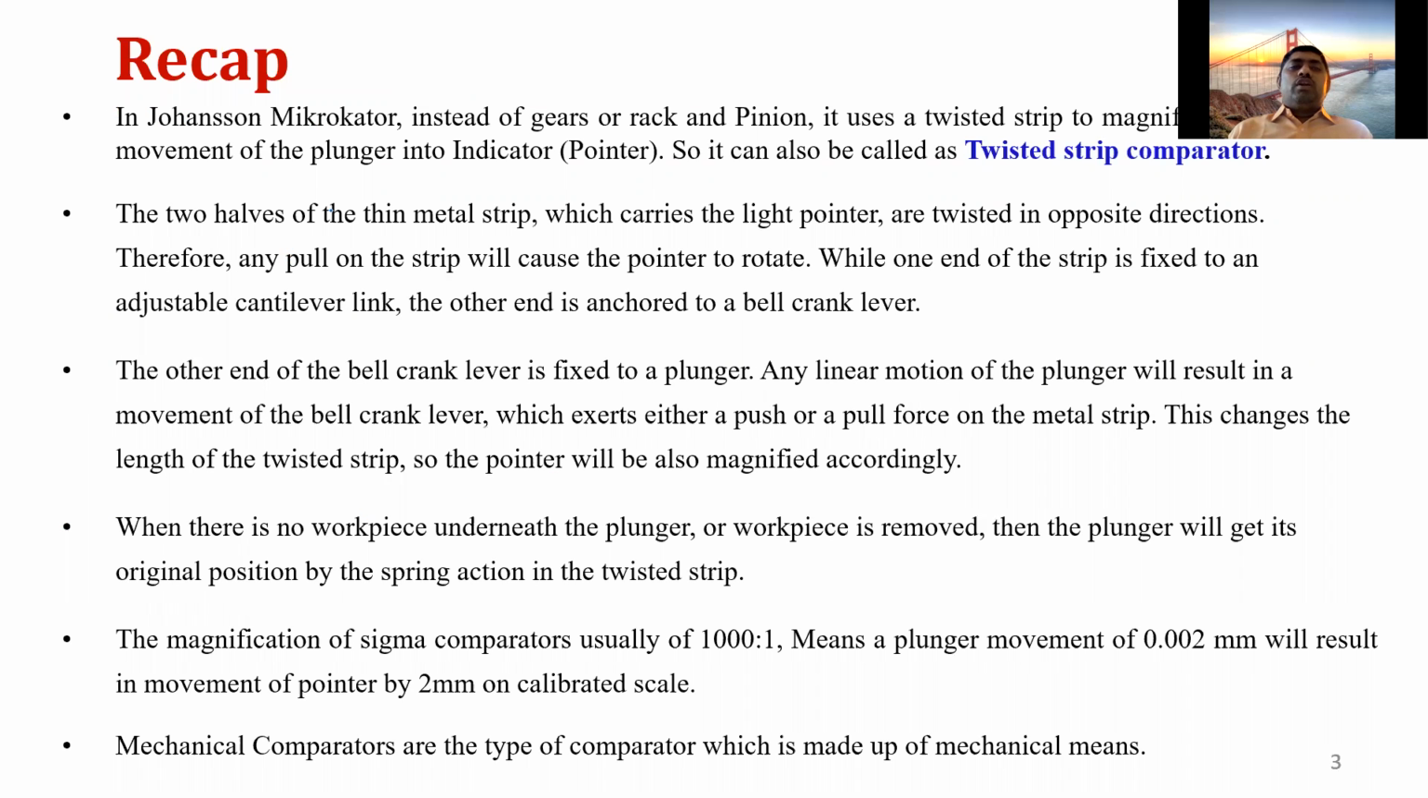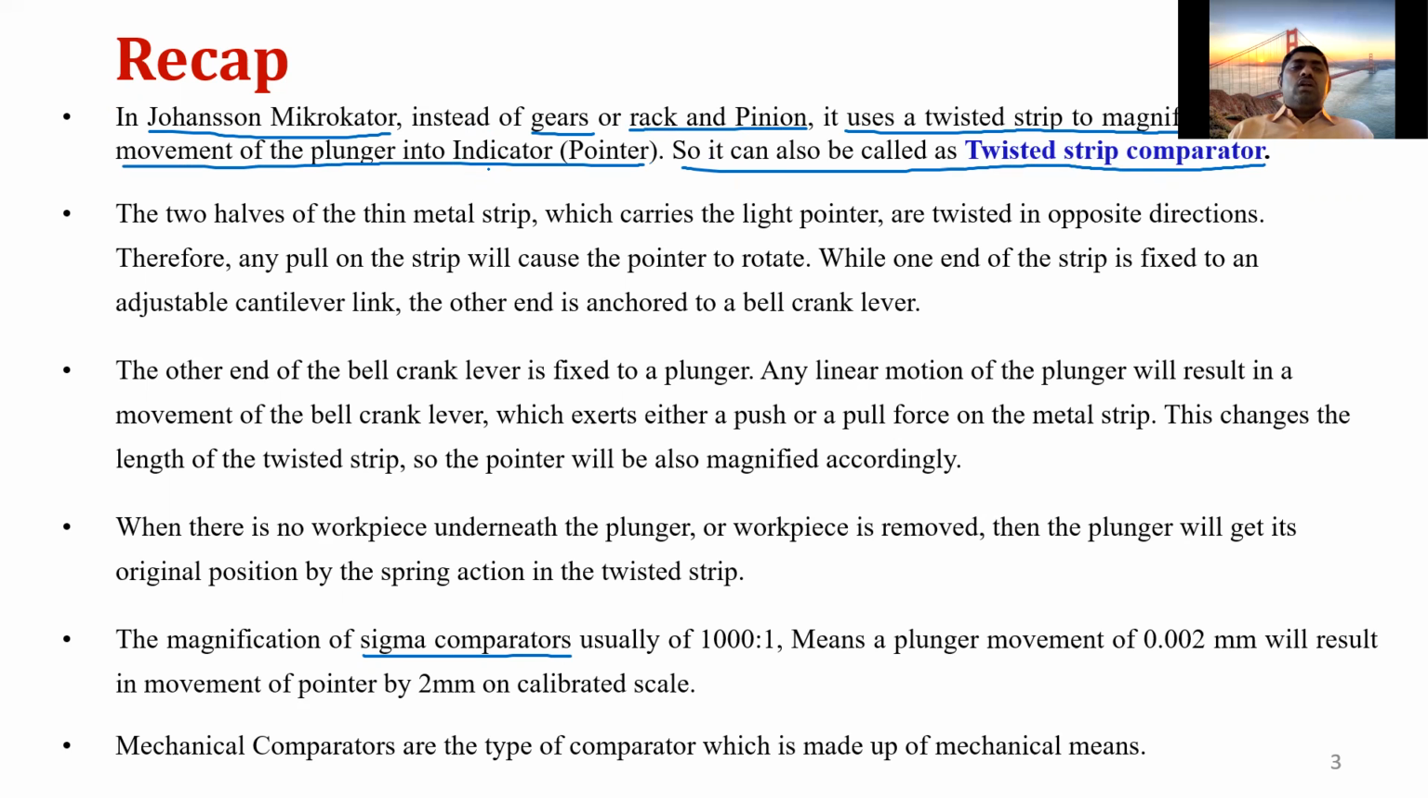So the mechanical comparators are classified into 4 types. One is the dial indicator. The second one is the reed type mechanical comparator. The third one is the Johansson microcator, and the fourth one is the sigma comparator. The Johansson microcator uses a twisted strip to magnify the small linear movement of the plunger into a pointer movement, instead of using gears, rack and pinion or levers. So it can also be called a twisted strip comparator.